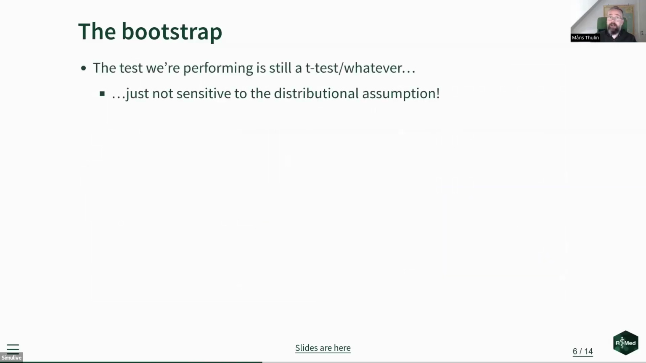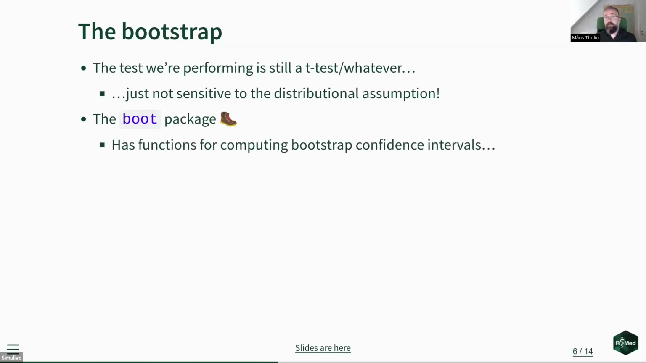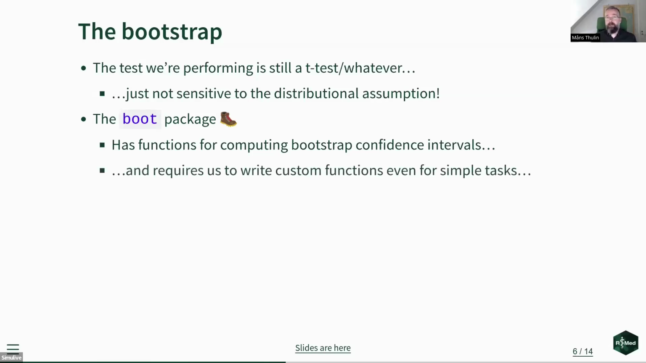The test we're carrying out is still a t-test if a t-test is what we're doing, but it's no longer sensitive to the distributional assumption. So we don't need to worry about, say, normality. This has been available in R for a long time using the boot package. This allows us to compute bootstrap confidence intervals, but it requires us to write custom functions even for simple tasks like a t-test or regression coefficients, tests for those.